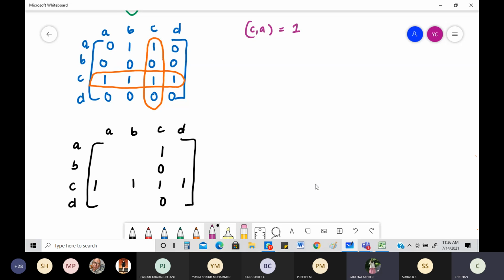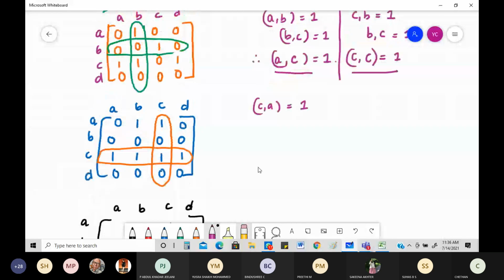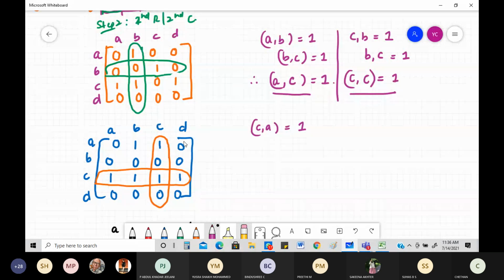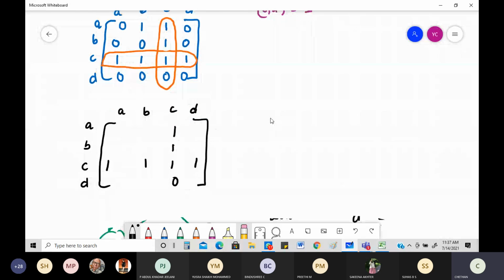Sir, from B to C it's 1. I have written 0. B to C. Yes sir, last time what did we get? B to C. Okay, sorry. It's a problem having the screen that keeps on changing. Any other changes? It remains the same.